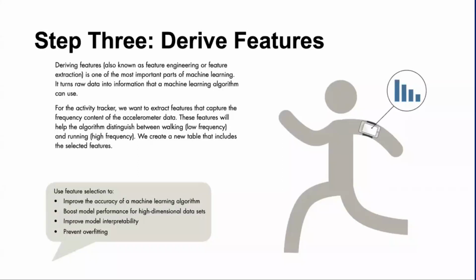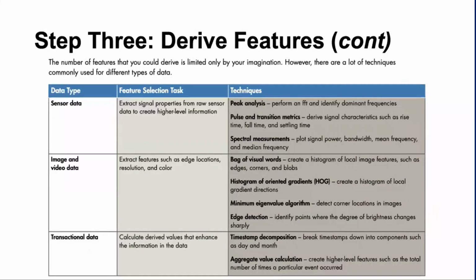It turns raw data into information that a machine learning algorithm can use. Okay, so as I mentioned, it is not always necessary to include all the input features in generating or building your model. Sometimes it is useful to select some of the input features. Okay, so again, it is also a trial and error process. So depending on the data type that you have, if you have sensor data, image or video or transactional data, you perform the specific techniques for each of the respective types of data.